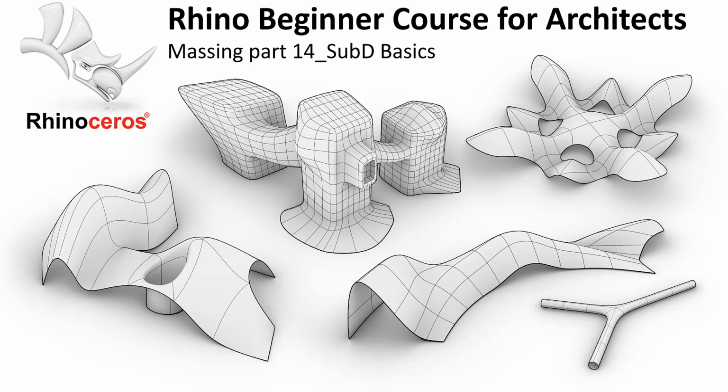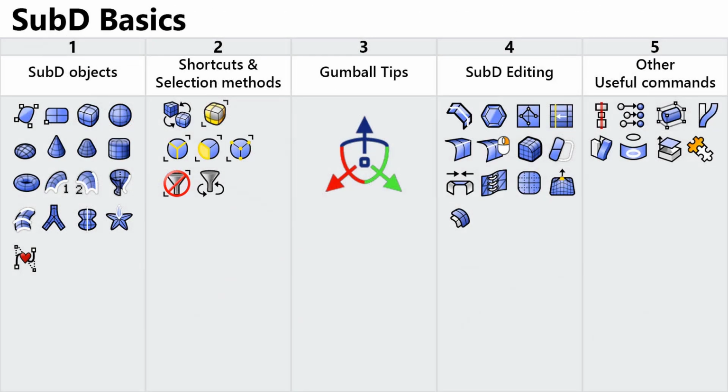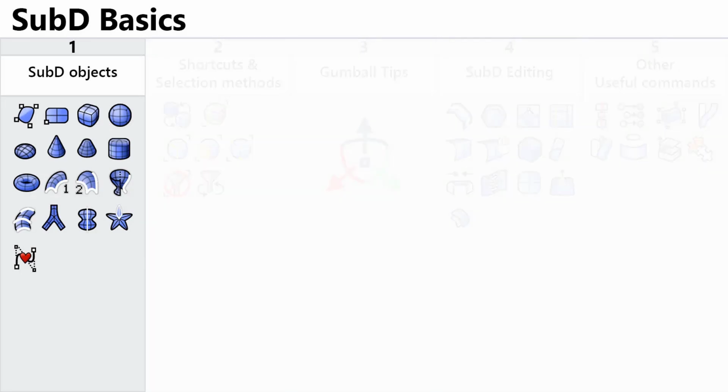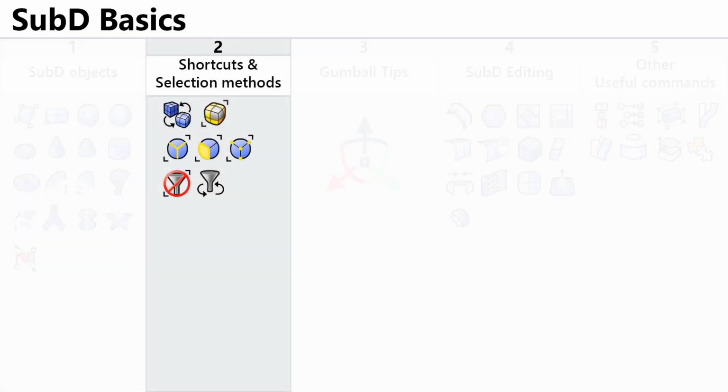Hey everyone. So now we are going to learn how to model organic shapes in Rhino. To be able to model organic shapes, we will have to learn the SubD tools, and these are what we are going to cover in this tutorial. We are going to start by learning how to create SubD objects. Then we are going to learn some important shortcuts and selection methods.